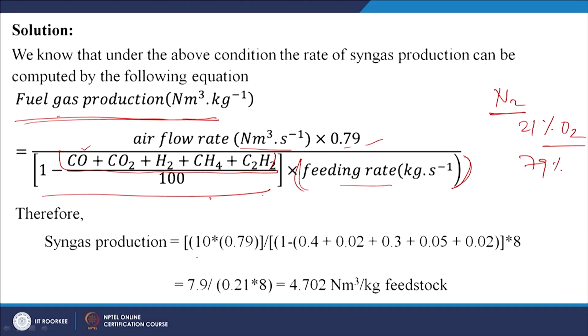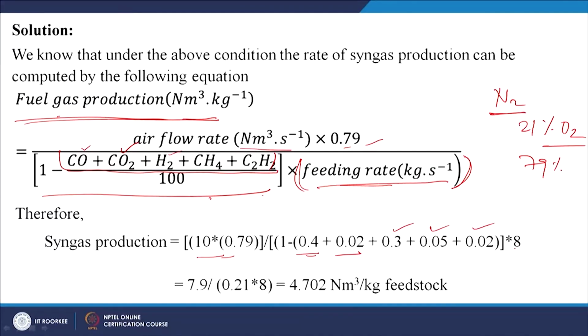So, 10, the air flow rate, into 0.79 divided by 1 minus, that is equal to CO 40%. So, 0.4, as 100 is divided here. So, this is equal to 0.02, 2% CO2, and then 30% hydrogen. So, 0.3, and then CH4 was 5%. So, 0.05, and then C2H2 was again 2%. So, 0.02, we are getting this term, and then this feed rate, that was 8 kg per second.